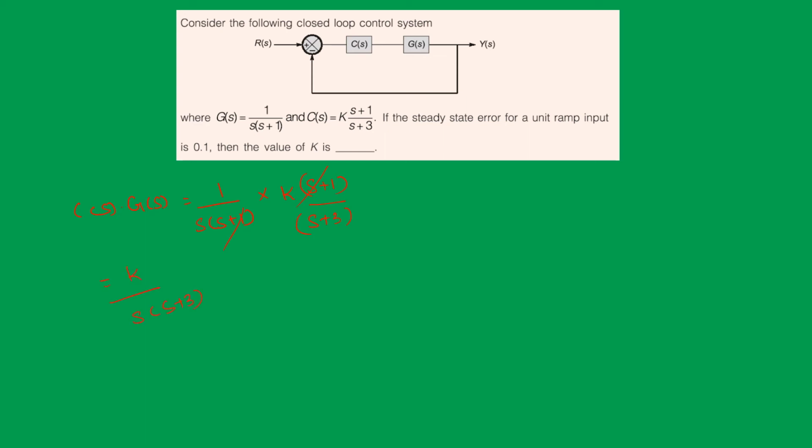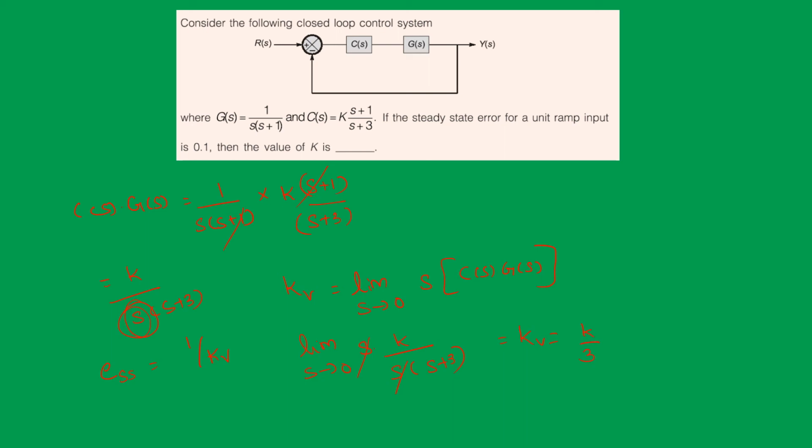This system is a type 1 system, that is, the number of poles at origin is equal to 1. The steady state error for unit ramp input of a type 1 system is nothing but 1 divided by Kv, where Kv is limit s tends to 0, s into C(s) into G(s). Substituting in the formula, limit s tends to 0, s into K by s into (s plus 3). When we substitute s equal to 0 here, we will get Kv equal to K by 3.